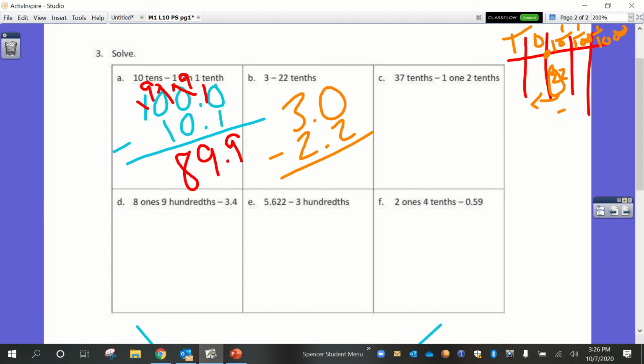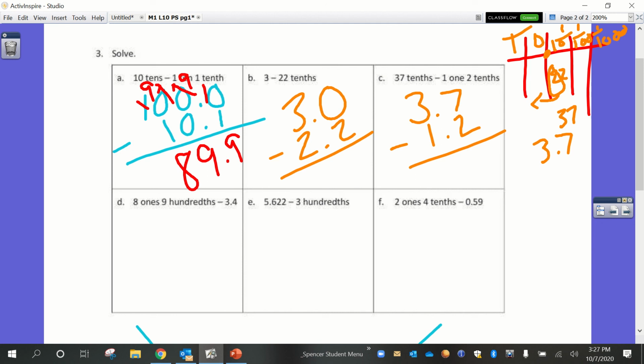37 tenths. So again, if I think about 37 in the tenths place, I recognize now that that's 3.7. And we're subtracting 1/1 and 2/10. Okay, so that one's set up. That one doesn't even have regrouping. That one should be pretty simple. Pause it to do it if you'd like.